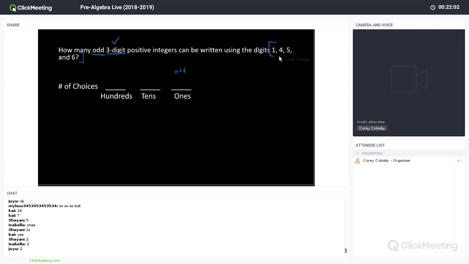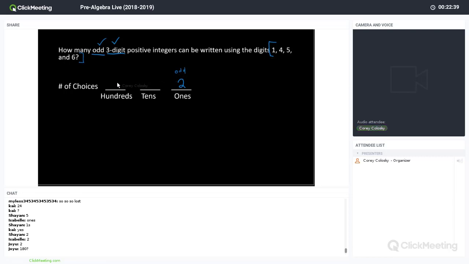Yeah, good. The only odd digits we can use are the 1 and the 5. So we can only use one of those 4 numbers. Those are the only 2 that are odd. So the ones place has 2 options, the 1 and the 5. Okay, are we good so far? Any questions so far? So we've taken care of the oddness. So really there's no other limitations for the hundreds and the tens place other than the fact that we have to use one of these 4 digits.